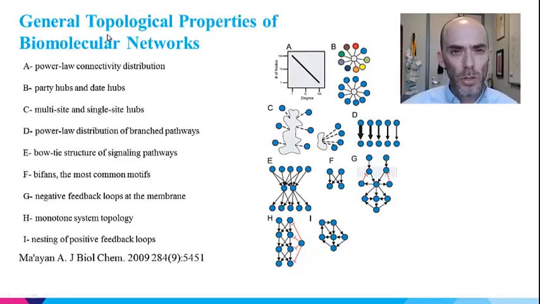There is also a power law distribution of branch pathways from receptors to effectors. There is a bow tie structure in the cell signaling network. The Bifan is the most common network motif in cell signaling networks, as well as in other regulatory networks. Negative feedback loops are close to the membrane, and the fact that we have more positive feedback loops and fewer negative feedback loops helps the network to become close to a completely stable system. And this is something we explored in another publication where we talked about monotone systems topology, which I'm not going to go into detail here.